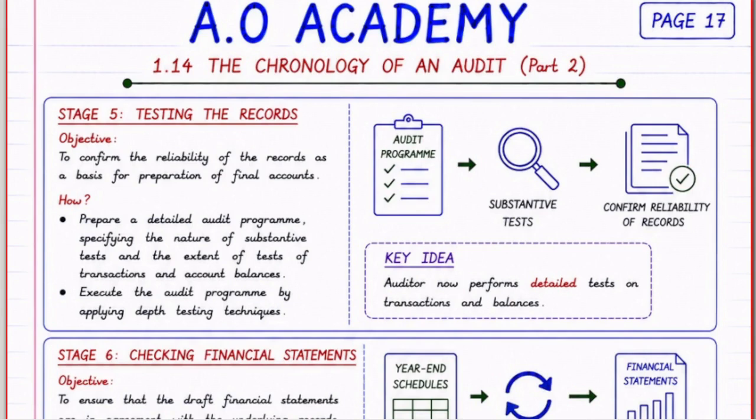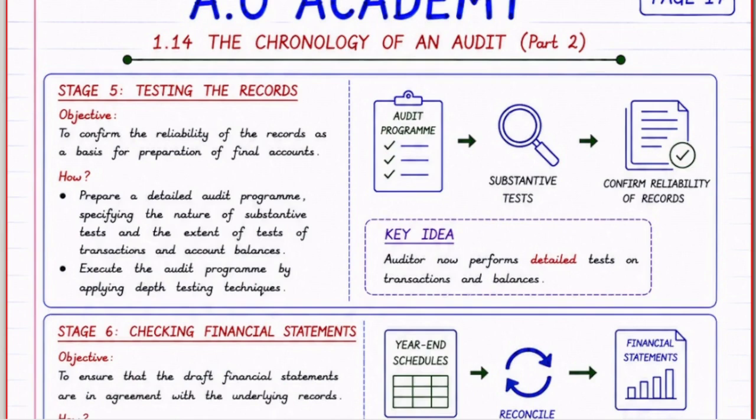We know the business, both in practice and in theory. Then we find weaknesses based on the tests that have been conducted, and also evaluate the weaknesses to know the ones that are material enough. So now to the real work, which is testing the records.